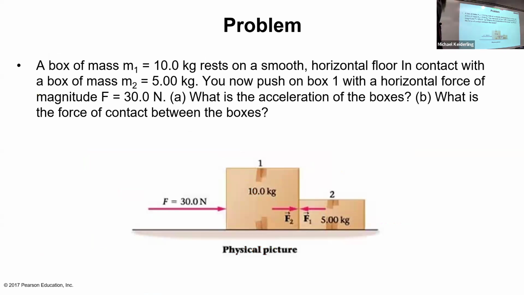So here's an actual calculation based on it. We have a mass of 10 kilograms. It's resting on a smooth horizontal floor in contact with a box of mass 5 kilograms. We now push on box 1 with a horizontal force of 30 newtons. What is the acceleration of the boxes? And what is the force of contact between the boxes?